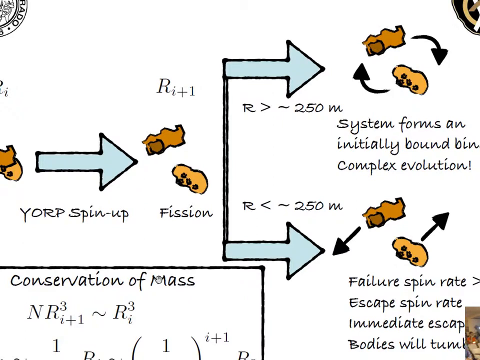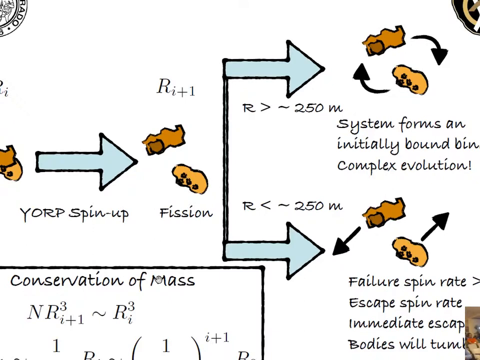And you can think of it almost as a fork in the road, where if the size is bigger than a certain size, the spin rate is such that the system forms an initially bound binary and goes through a very complex evolutionary process. When the body gets below a certain size, the failure spin rate is greater than the escape spin rate. There's an immediate escape, and the bodies will tumble once they escape. We'll talk about that in a second.